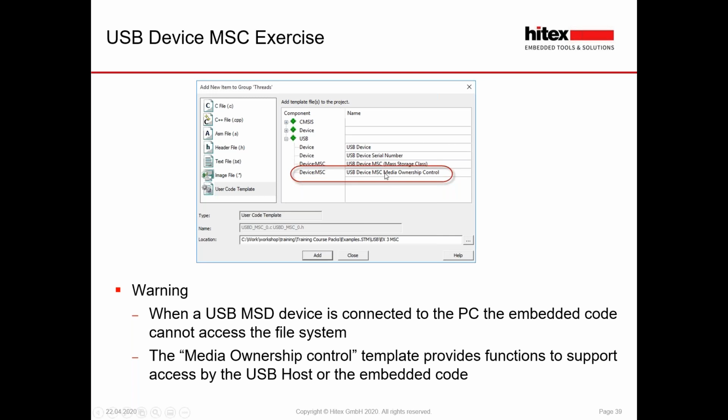Okay. So there is an additional support file in here, which is the media ownership control. We can add this file to our project, and this effectively will allow us from our code to connect and disconnect the mass storage device. So if you're plugged into a host and you want the embedded code to update a file, we can disconnect the USB host, update the file, and then reconnect it to the PC. But you must use this file if your code is going to touch the embedded file system while we're connected to a host.